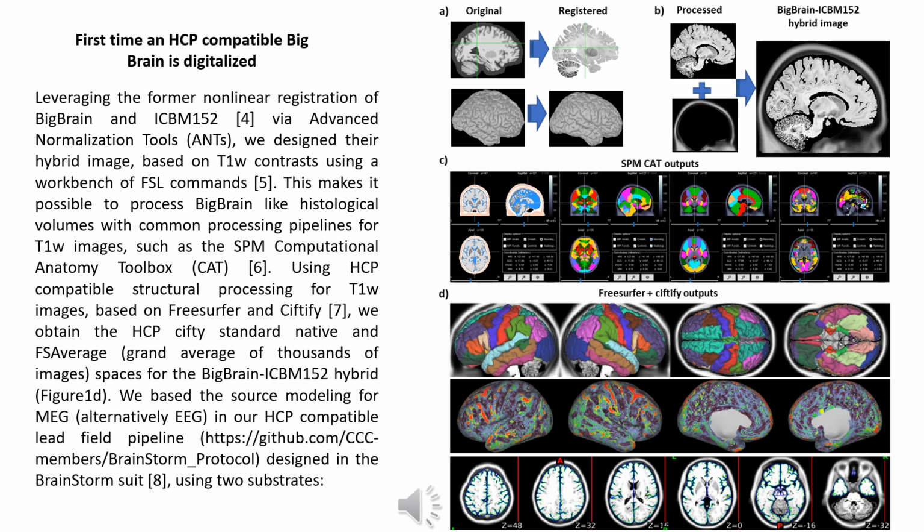The Human Connectome Project has introduced standards, requirements, and protocols for mapping in vivo structural imaging as well as MEG and EEG. In this case, we have produced the registration of the BigBrain onto the HCP structural space, which we base upon a hybrid image of the BigBrain and ICBM MRI template that is weighted in T1 contrast.